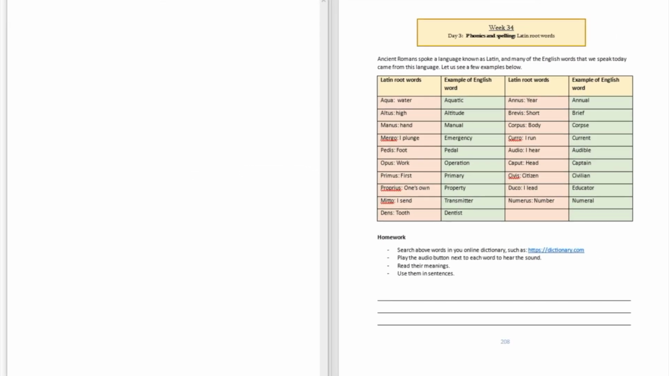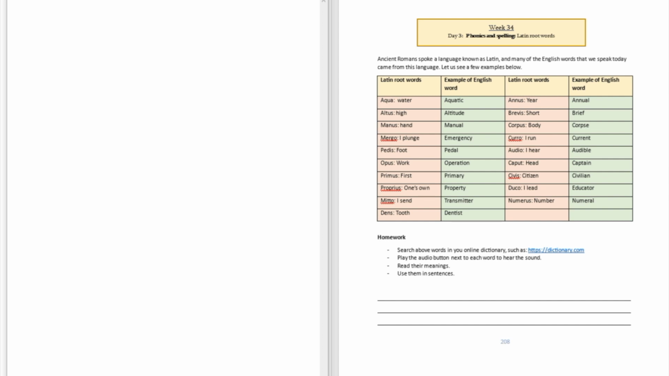Alright, so today is going to be about phonics and spelling, and we're going to be talking about Latin root words. In other words, there are certain words that came into English from Latin. And Latin was a language that was spoken by ancient Romans. So some people spoke Latin before, and slowly the language evolved into English, and then they took some of the words from there and they formed English words.